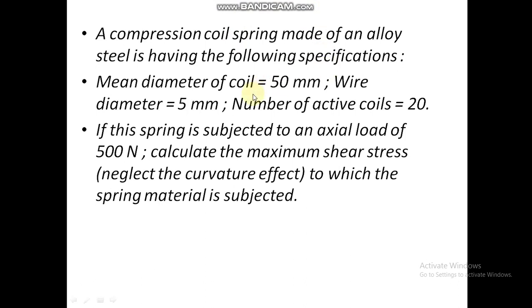Mean diameter of the coil, capital D, is 50 mm. Wire diameter, which is small d, 5 mm. Number of active coils 20. If this spring is subjected to an axial load of 500 Newton, calculate the maximum shear stress. Neglect curvature effect. Now in the question it is given that you have to neglect the curvature effect to which the spring material is subjected.